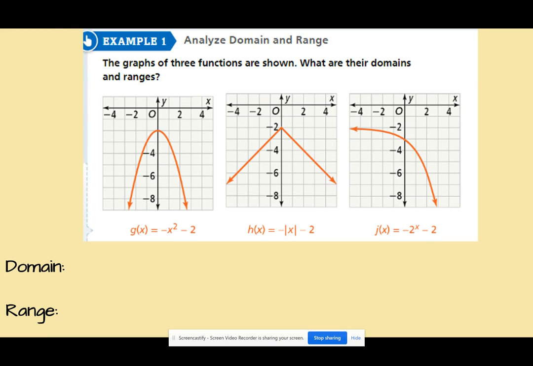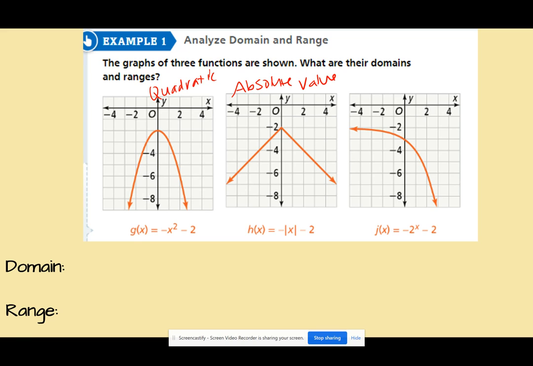If you look at the first graph, you see that parabola shape. That parabola shape is a quadratic. I also know it's a quadratic because I see x squared in the equation. Our middle one makes a v shape. The type of function that makes a v shape would be the absolute value function. And we see those absolute value bars in the equation.